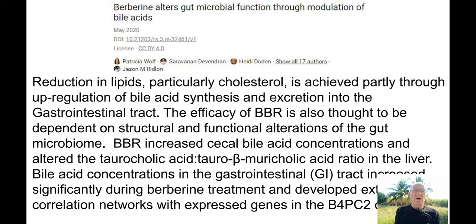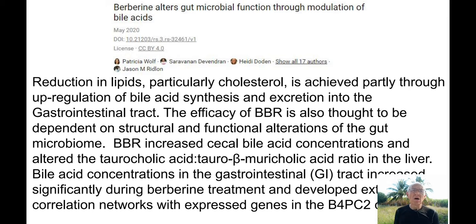What is also important, it alters gut microbial functions through modulation of bile acids. You see, this is quite an important publication, May 2020. So our digestion of fats is improving, because it is improving the functioning of our liver and our digestive system, so it's actually good.